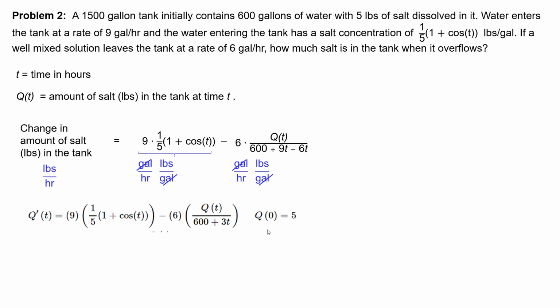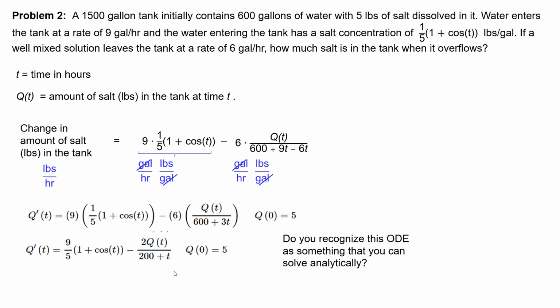All right, so let's change this to algebra. So you have Q prime of t equals 9 times 1/5 plus 1 cosine of t, minus 6 times Q of t divided by 600 plus 3t. And the initial condition is Q of 0 is 5. All right, I'm going to simplify this further. The 6 and these, so right, it reduces. You can pull out a 3. And I'm going to write this as 9/5. All right, so you're looking at this.